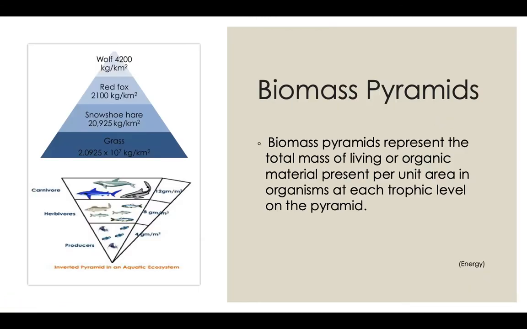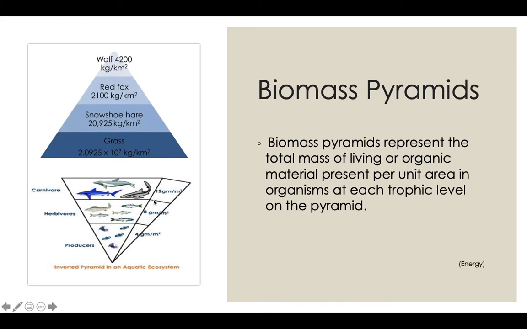The next pyramid is the pyramid of biomass. It represents the total mass of living or organic material present per unit area in organisms at each trophic level on the pyramid. This diagram shows the biomass pyramid of an ecosystem where the primary producer is grass and the tertiary consumer is a wolf. You can see that the biomass decreases as you move up the pyramid towards the wolf.